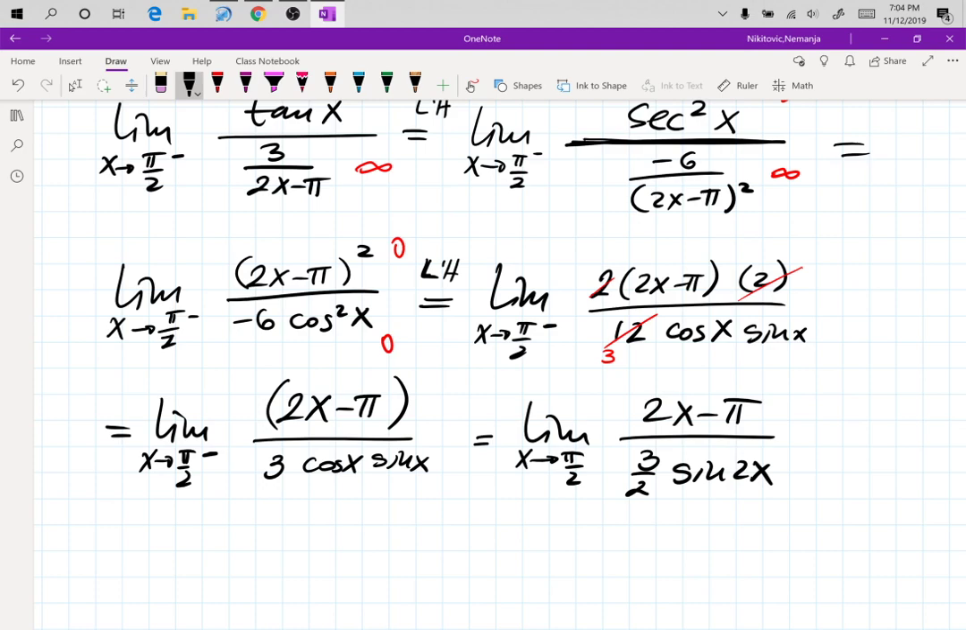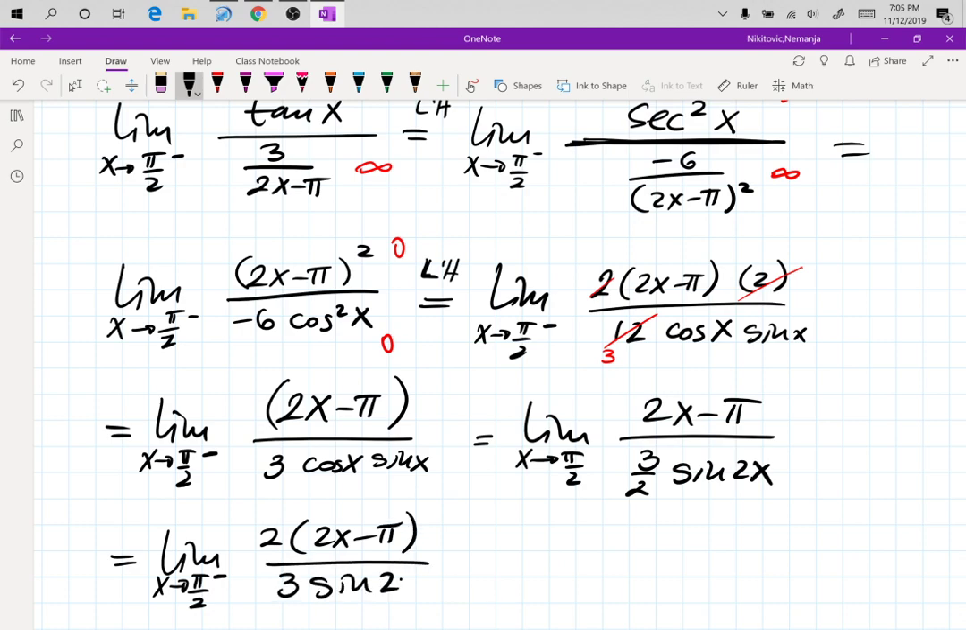derivatives. So you don't have to do the product rule. Chain rule is easier. What I did is I condensed the sine x cosine x into sine 2x over 2, and then gave the over 2 to the 3 up there. So now, what do we get? We get to consider the limit x goes to pi over 2 from the left, and you bring this 2 upstairs, so you have 2x minus pi divided by 3 sine 2x.